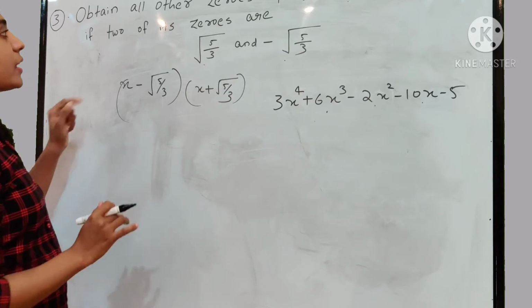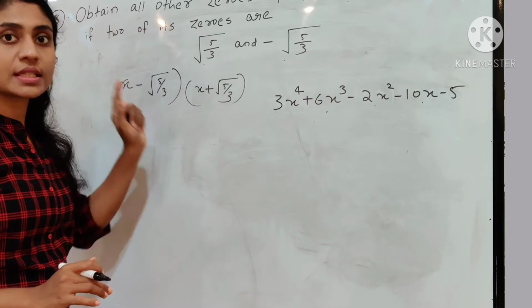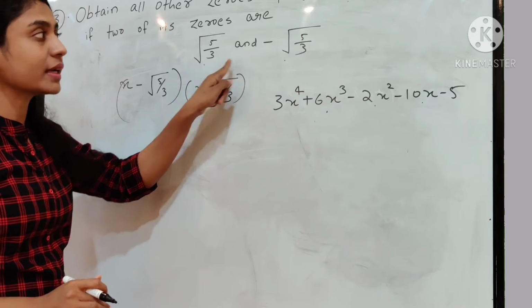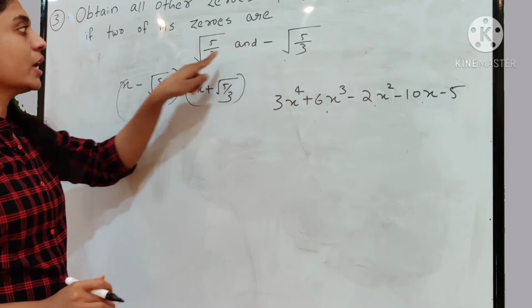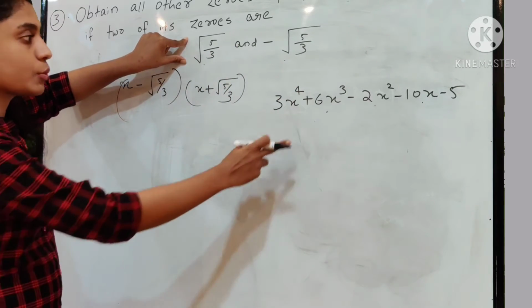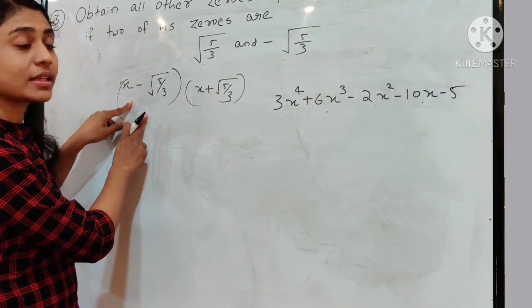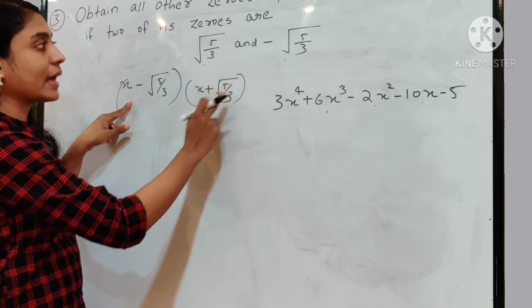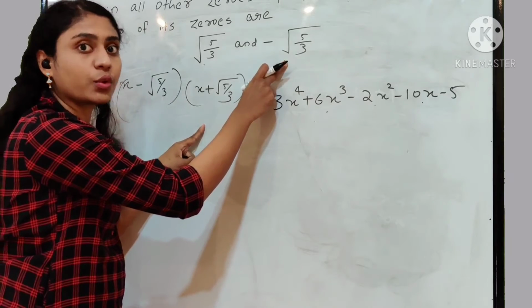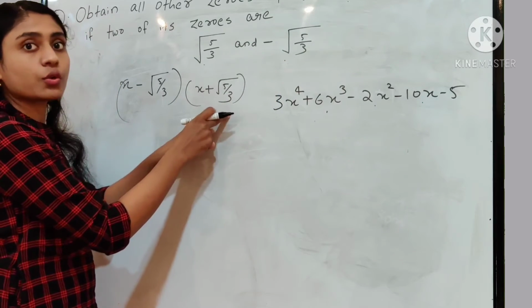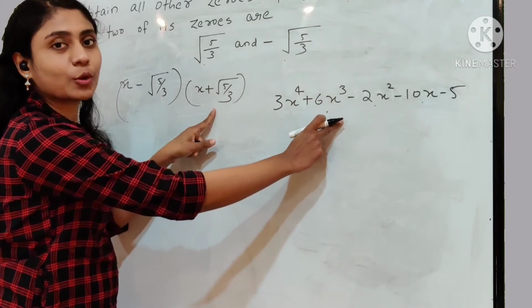Understood? So it is given that two of the zeros of this polynomial are root of 5 by 3 and negative of root of 5 by 3. So root 5 by 3 is a 0 of this polynomial. That means x minus root of 5 by 3 is a factor of this polynomial. Again, the other 0 is negative of root of 5 by 3. That means x plus root of 5 by 3 is a factor of this polynomial.